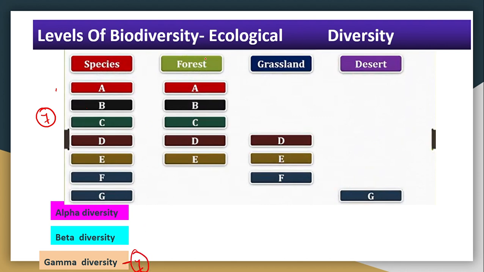Now, we have 3 habitats. Habitat 1, that is your forest. Habitat 2, that is your grassland. And habitat 3, that is your desert. Let's see how many species are present in habitat 1. A, B, C, D, E. That means 5 species are present.